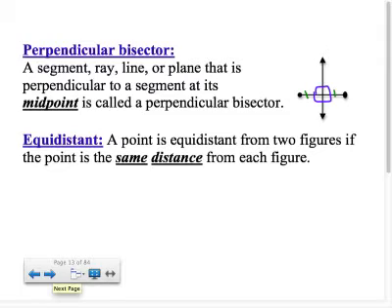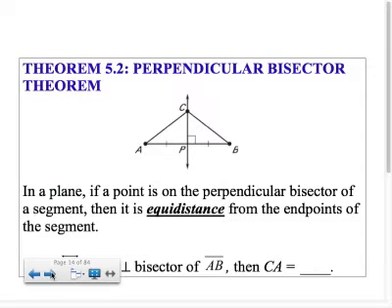One term that we're going to use quite often throughout this chapter is the term equidistant, and it probably means exactly what you think it means. A point is equidistant from two figures if the point is the same distance from each figure. So equidistant just means the same distance.